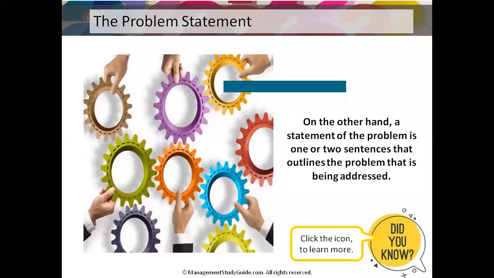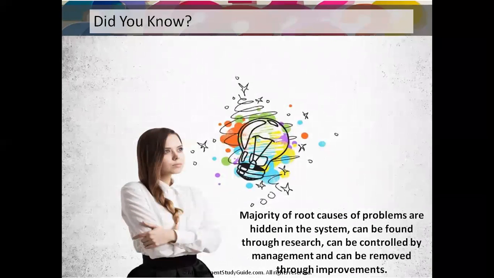On the other hand, a statement of the problem is 1 or 2 sentences that outlines the problem that is being addressed. We should put in mind that the majority of the root causes of problems are hidden in the system, can be found through research, can be controlled by management, and can be removed through improvement.